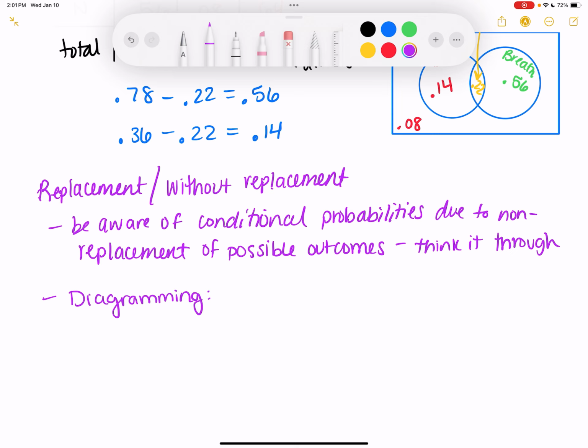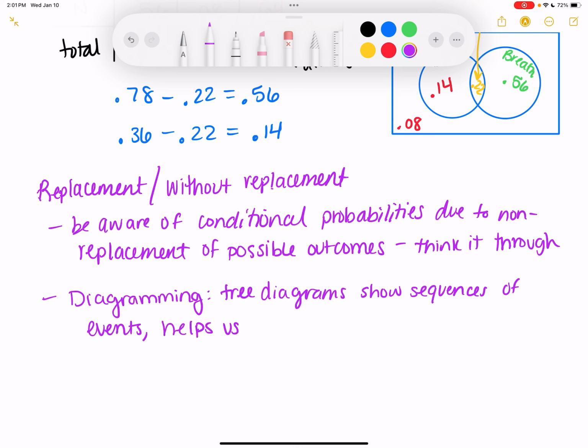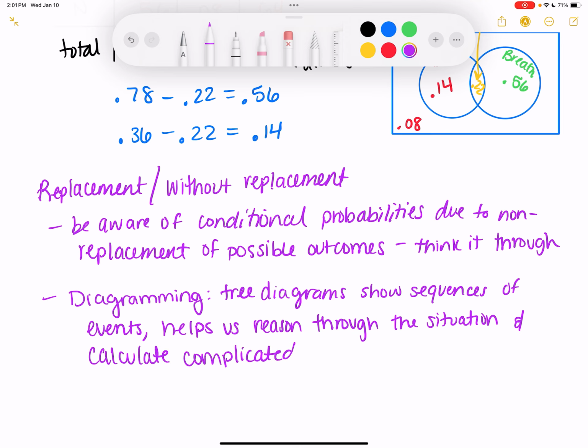Because tree diagrams show sequences of events, it helps us reason through the situation and calculate complicated probabilities.